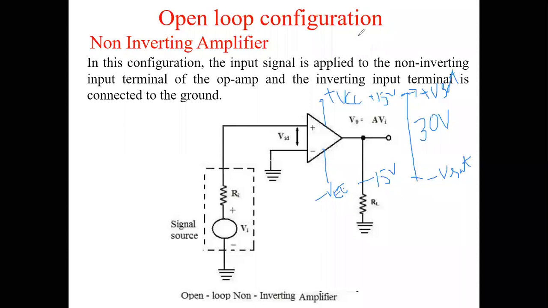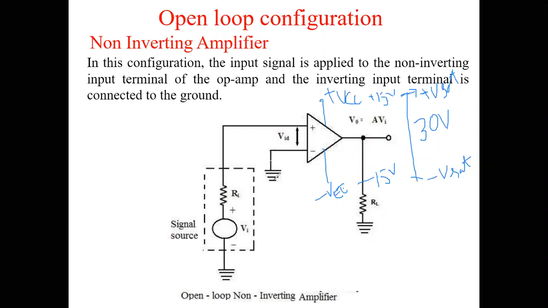So for example, the op amp will have plus VCC and minus VEE, which are the extreme output voltages. That means that the op amp may not go beyond plus VSAT and minus VSAT.